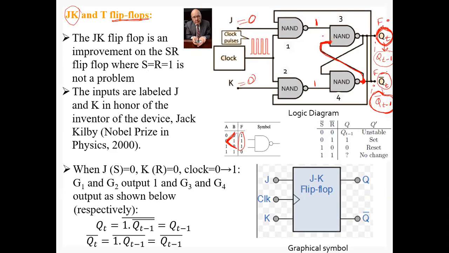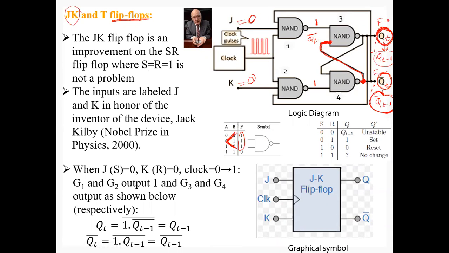When you have final QT here, then what is the final here? QT bar. That's the thing. Does it make sense? Yeah. Okay, good. So that's why this guy is QT minus 1 bar.